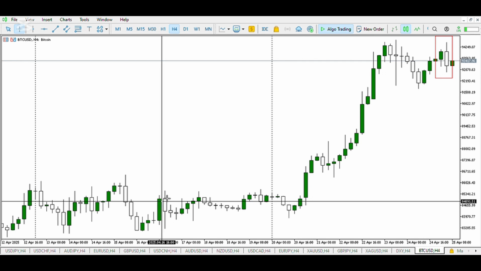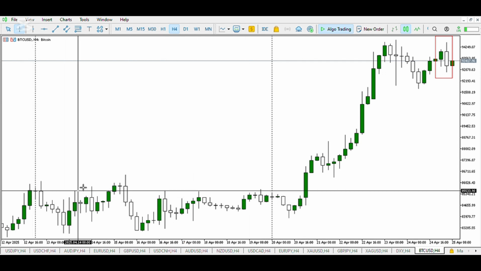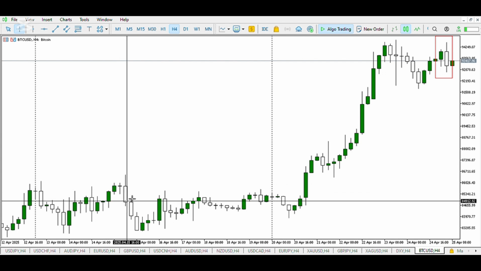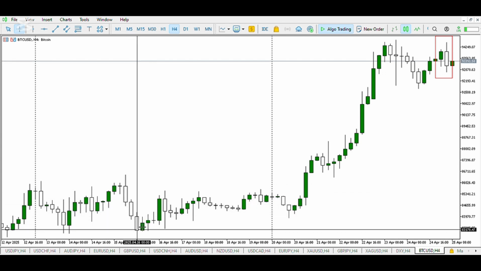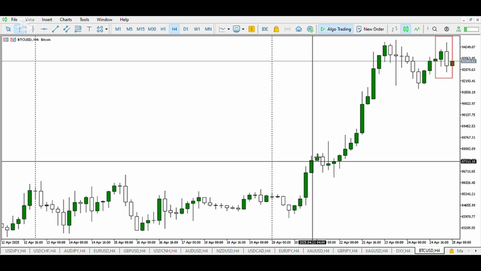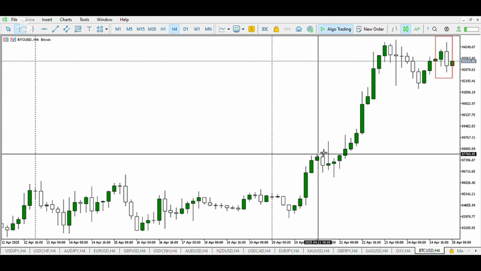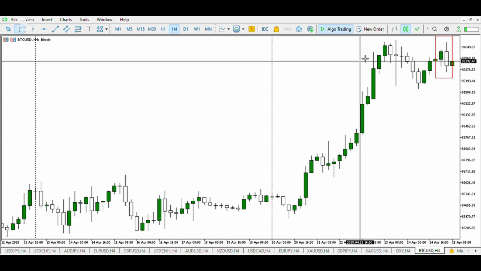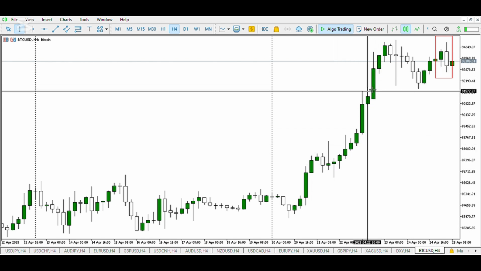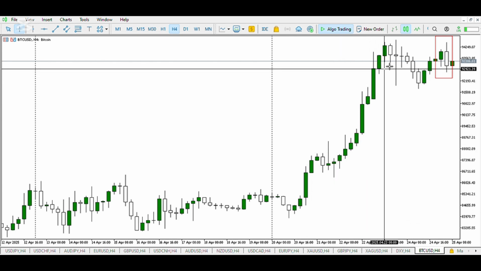As you can see, price consolidating around this area and printing out a cluster of white candles. These white candles, they signify selling pressure. Meanwhile, on the other hand, as you can see, price rallying up, creating a series of higher highs and higher lows, as well as a cluster of green candles. These green candles signify buying pressure.